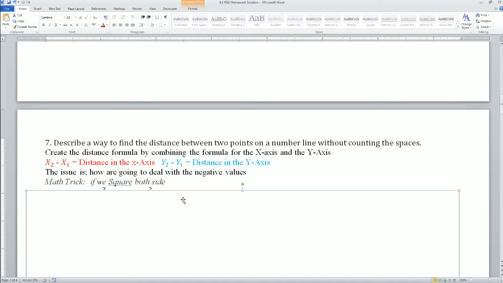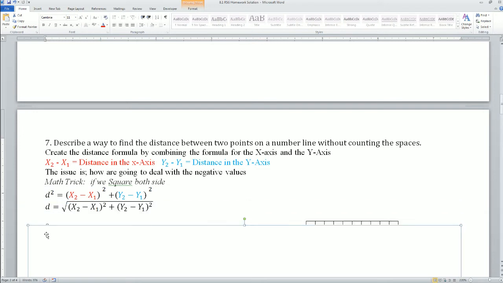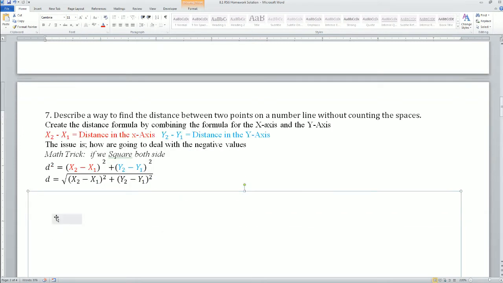The issue is this: how are we going to deal with negative values? So we have to square both sides. We have the distance in the x-axis plus the distance in the y-axis, but we have to square both terms so we get positive values. If we square on the right hand side, we also have to square on the left hand side. That's why D is squared, right? Because that is the distance. We want the distance by itself, so the letter D by itself. The inverse of the power 2, or the square, is the square root. That's how you got this formula.